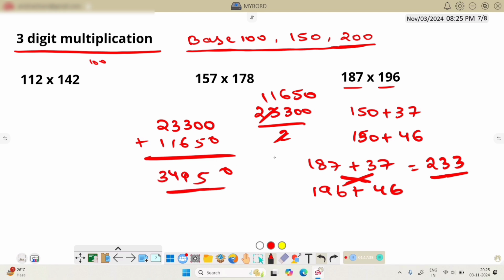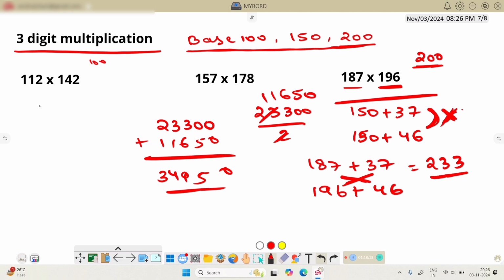Next, you should multiply 37 into 46. See here, stuck here, right? This multiplication is very big. So now you just stop here, that means you stop solving in this method. You have to think still more analytically. Here 196 is nearer to 200. It is nearer to base 200.